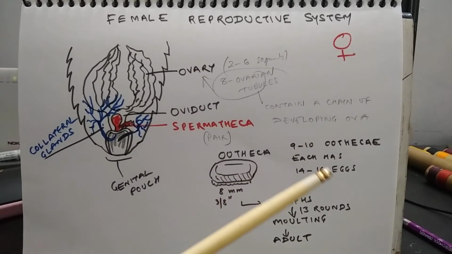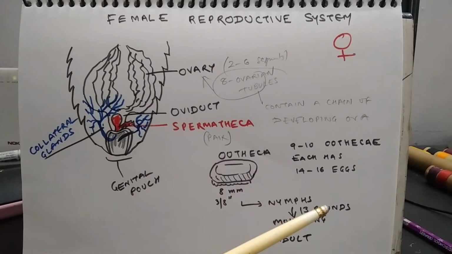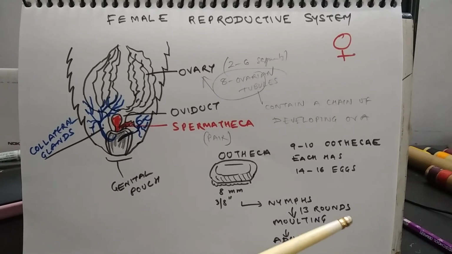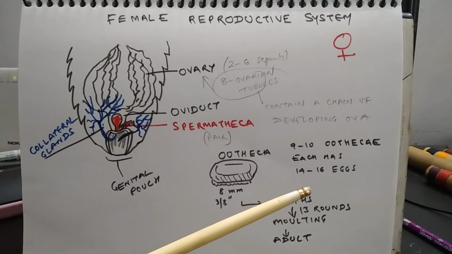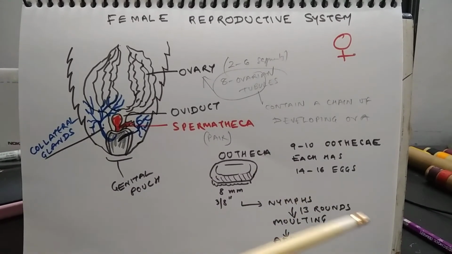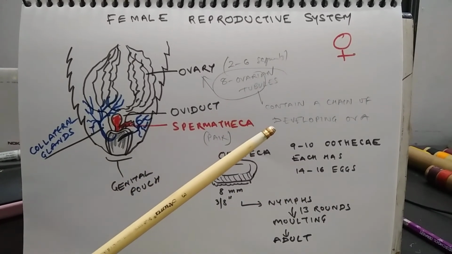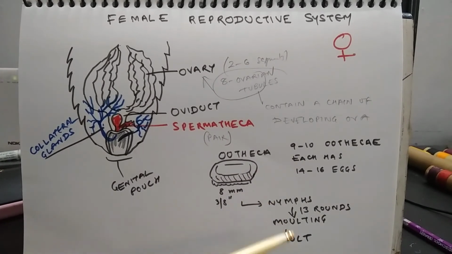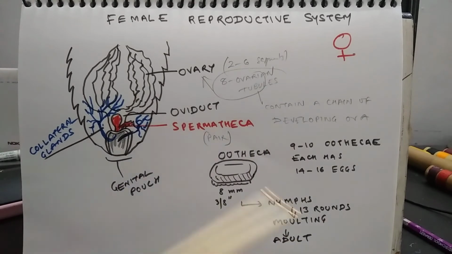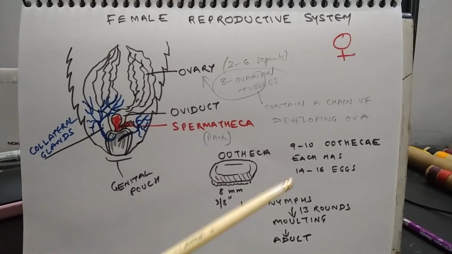So, what does the female do? She deposits the ootheca, or sticks the ootheca, at damp places where food is available. The nymphs appear like cockroaches, but they are somewhat transparent. They do not look brown in color. They have to go through 13 rounds of molting. Molting means that the exoskeleton is replaced every time. So, after 13 rounds of molting, the nymph turns into an adult cockroach, and that is how the life cycle of cockroach is completed. Adult to ootheca, ootheca to nymphs, and nymphs to adults.